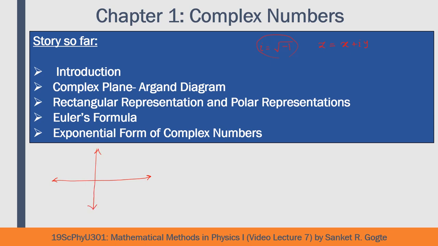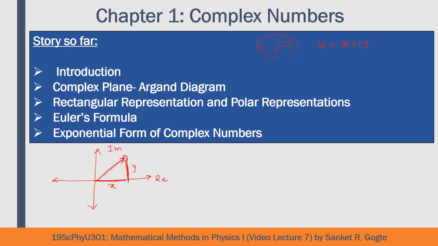This is the Argand plane, where this horizontal axis is the real axis and the vertical axis is the imaginary axis. Now in this plane, a complex number can be represented as a point such that this is the position vector of the point which represents the complex number. This component of the position vector is x, which is the real part of the complex number, and this component is y, which is the imaginary part.